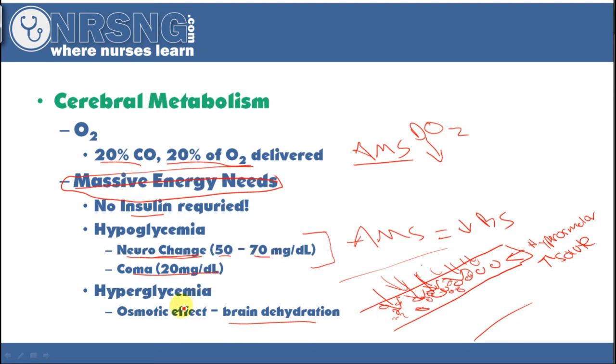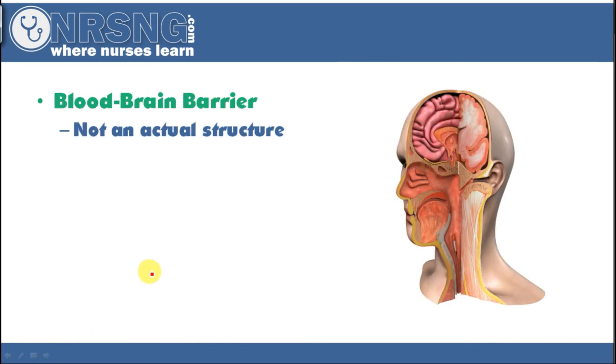So there are reasons to watch out for hypoglycemia and hyperglycemia that relate specifically to cerebral metabolism and neurological status. Okay, hope that makes sense. If that doesn't, check out our video on the osmotic pressure and hydrostatic pressure and everything. All right, so that is that.